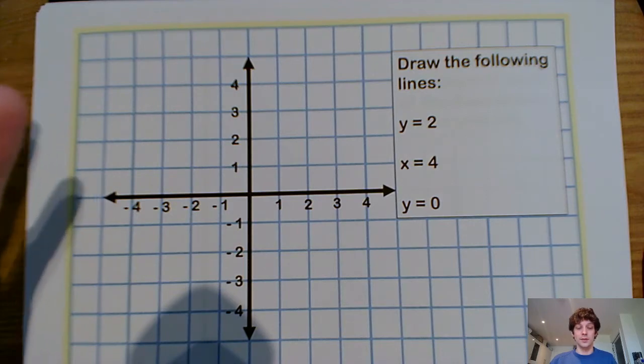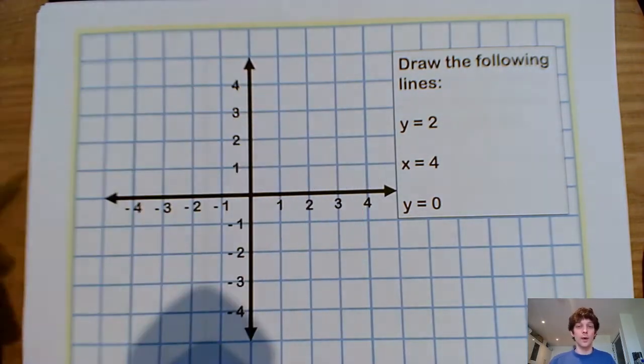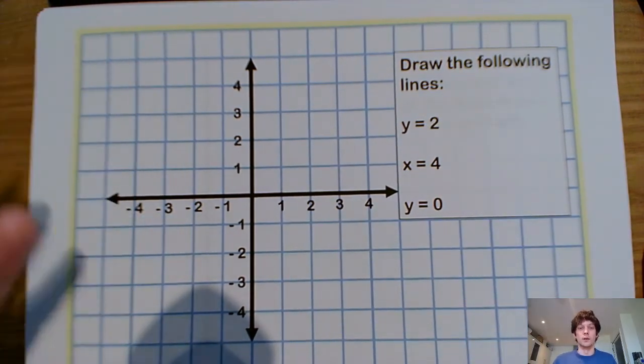So we would say, for instance, this is a reflection in the line y = 2, or in the line x = 4. We wouldn't just be able to say it's a reflection in that line I drew there.